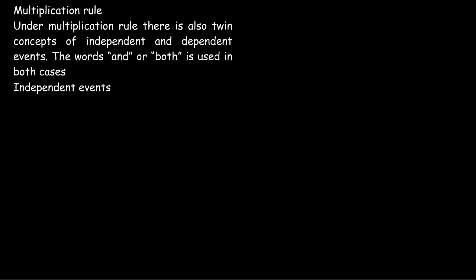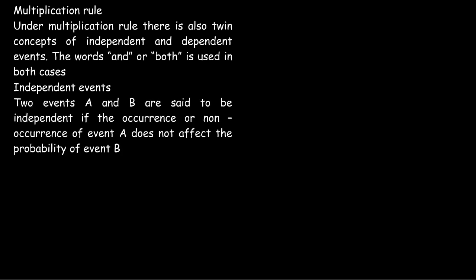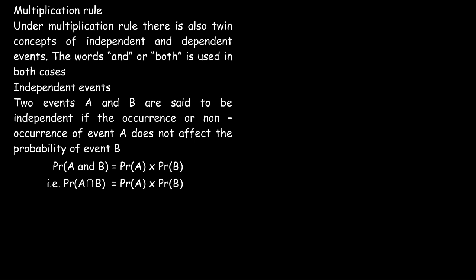Now for independent events, two events A and B are said to be independent if the occurrence or non-occurrence of event A does not affect the probability of event B. Probability of A and B will be equal to the probability of A times the probability of B. That is, the probability of A intersection B will be equal to the probability of A times the probability of B.